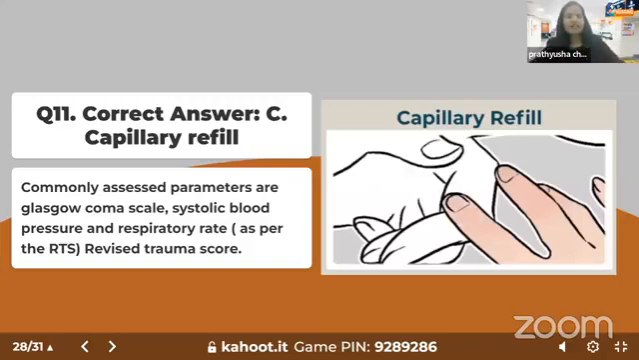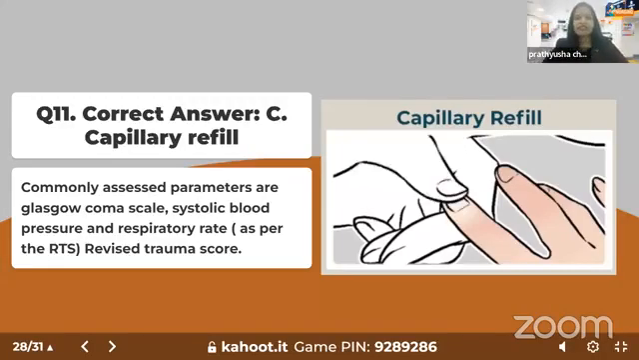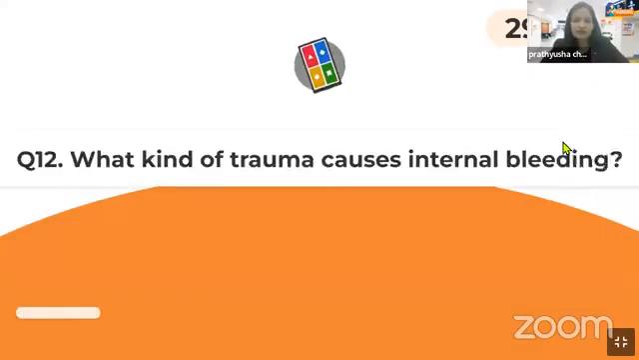Okay. So the answer is C, that is capillary refill. Commonly assessed parameters are Glasgow Coma Scale, systolic blood pressure, and respiratory rate as per the revised trauma score protocols. But capillary refill is not even a prioritized one in this list. So the answer is not capillary refill, right?